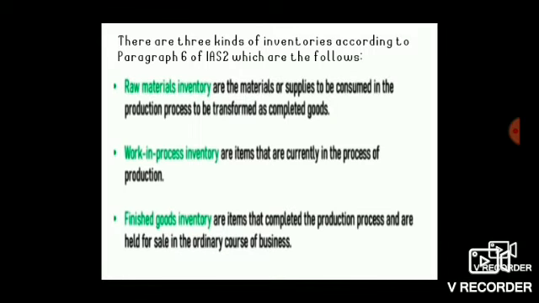So there are three kinds of inventories according to paragraph 6 of IAS 2, which are as follows. First is the raw materials inventory. The raw materials inventory are the materials or supplies to be consumed in the production process to be transformed as completed goods. So, for example, ang paggawa ng mga gamit, like teddy bears or tela. So isa ito sa manufacturing. So ang raw materials inventory kasi is ito yung tinatransform na product nila as completed goods.